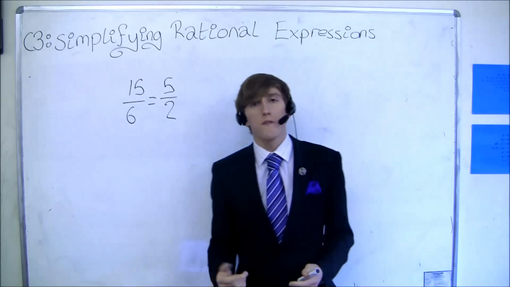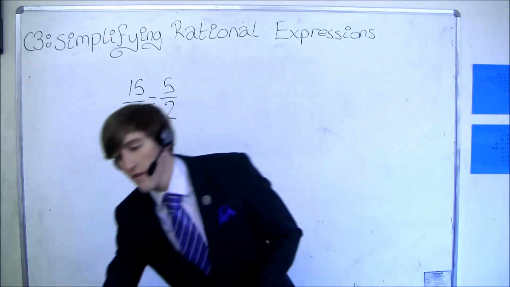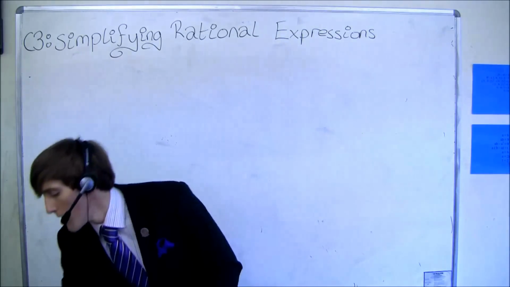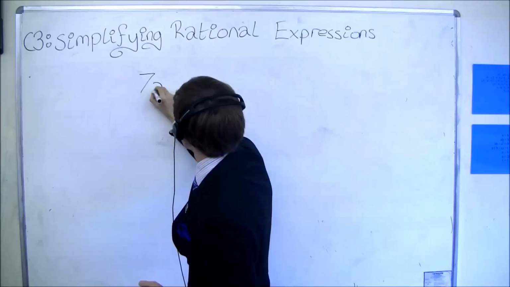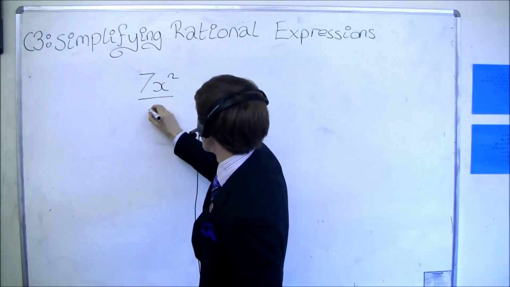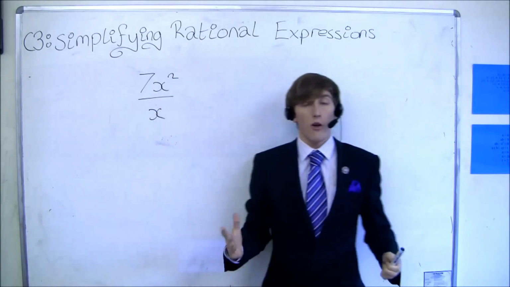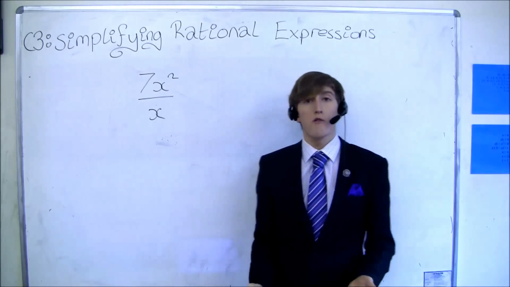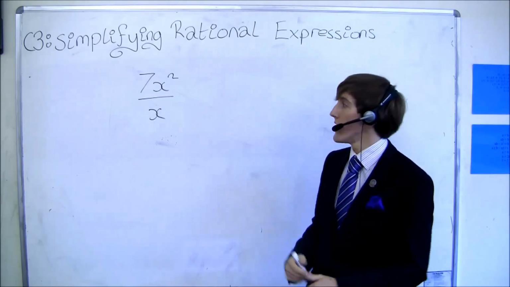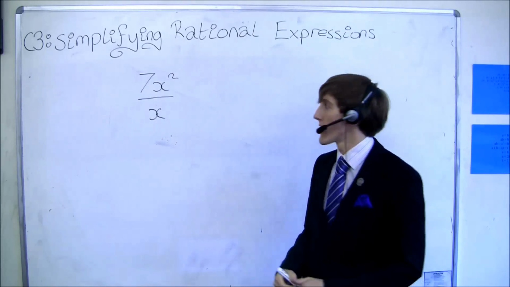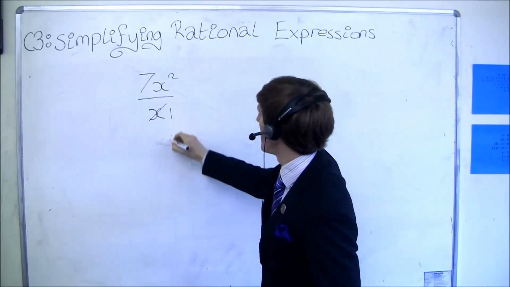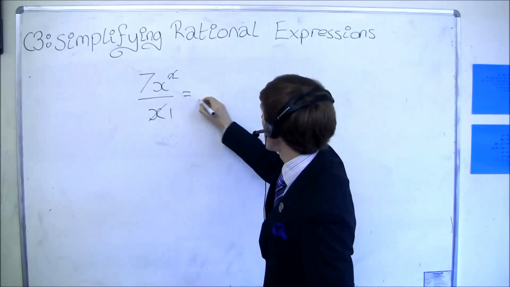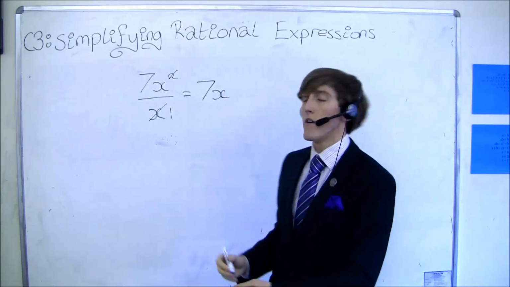But we need to consider what happens if we don't have a constant in our numerator and denominator. So if we had something like 7x squared over x. Now, as long as we divide the top and the bottom by the same non-zero value, then our fraction will remain the same. So we can, just as easily, divide the top and bottom of this fraction by x. So x divided by x is 1. X squared divided by x, as we learned in C1, is just x. So this is, overall, just equal to 7x.